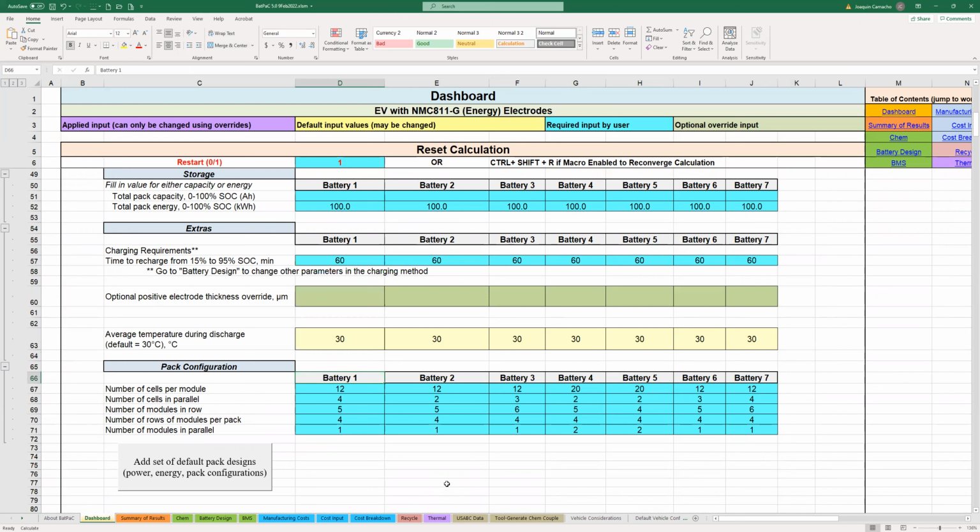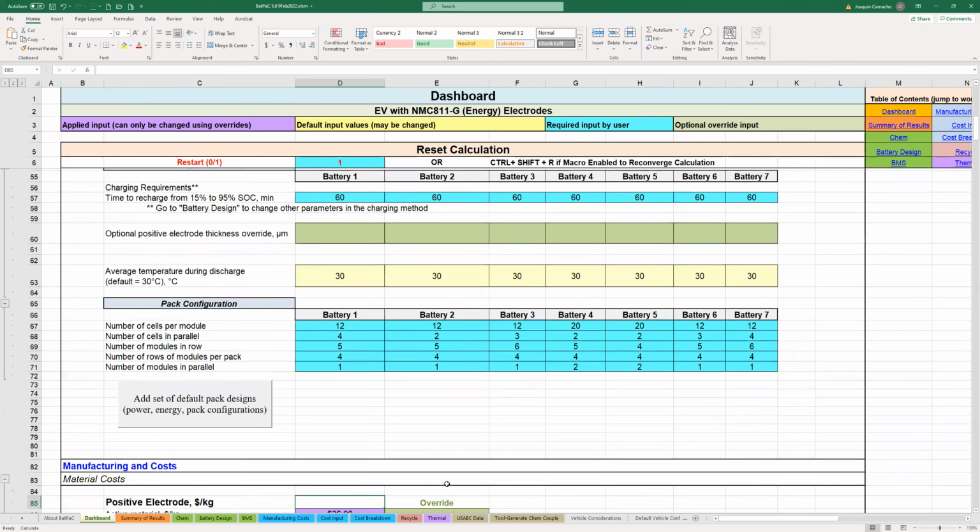What's built in with these default numbers that are already there is that it keeps those numbers here, and then the only variations across the 7 batteries that's built into the default is the size of the cell of the pack, and that's going to control the voltage and all these other things based on just these variations here. Okay, so let's go down the dashboard more.